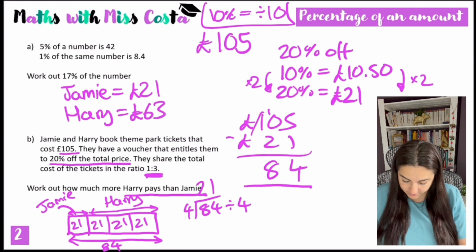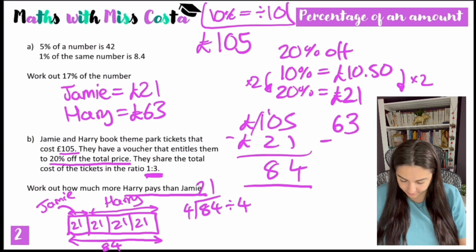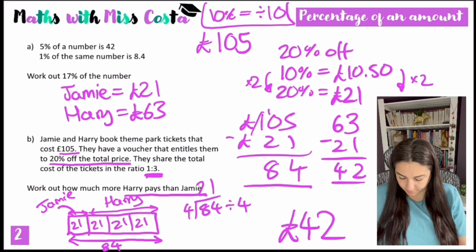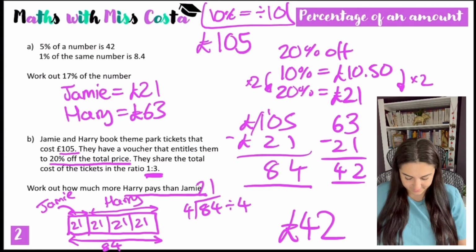How much more does Harry pay than Jamie? Well, 63 take away 21, 3 take 1 is 2, 6 take 2 is 4. He pays £42 more than Jamie.